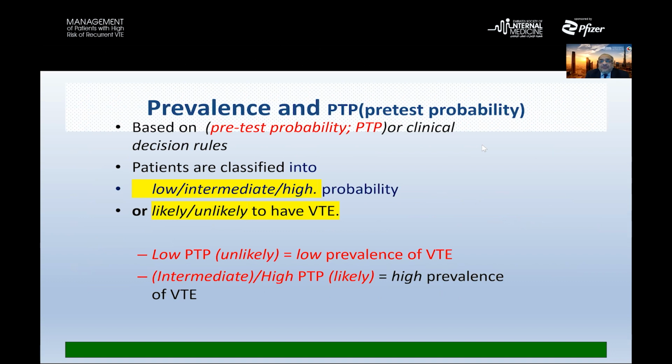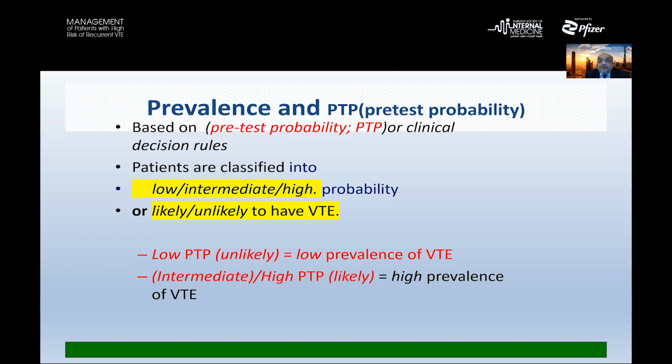We commonly use the words pretest probability and prevalence. So whenever you see a DVT, you always think, is it a DVT or is it not? Should I go for testing or not? And you do some pretest probability testing, which is also called clinical decision rules. On the basis of this, you classify them into either low, intermediate, or high probability, or likely, unlikely to have VTE. If your probability is low, the prevalence of VTE is low. And if it's intermediate and high, the prevalence of VTE is high.